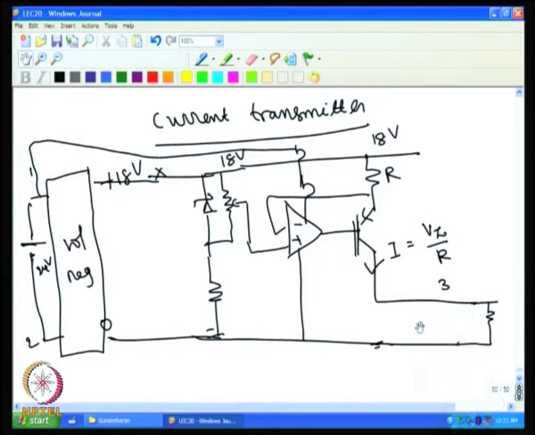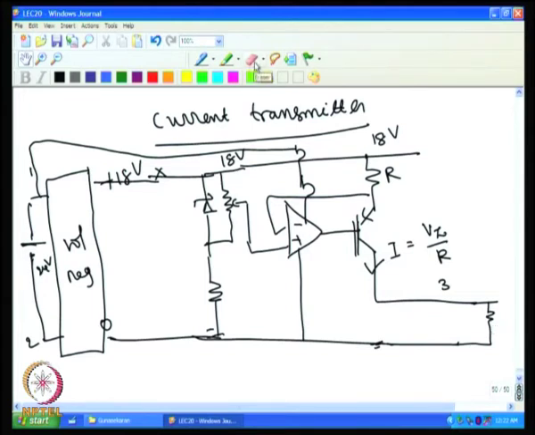But there is one drawback of connecting this directly to the mains, that is, whatever noise is present here comes directly to this without any regulation, and this noise voltage influences the output current, and the output current also will have noise. So, normally this is not a preferred circuit. One can modify this slightly to get rid of the noise problem.